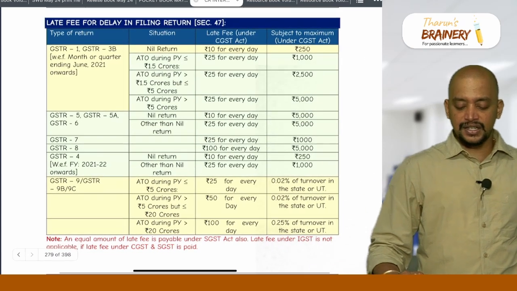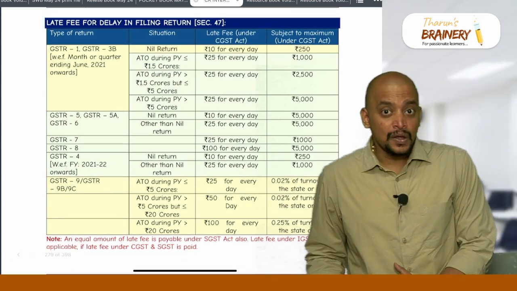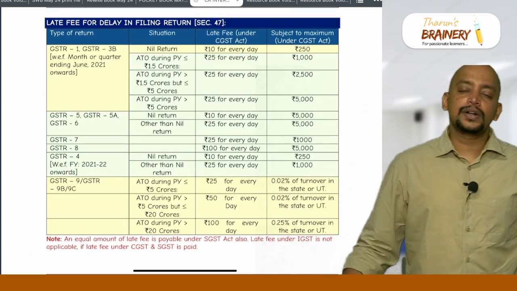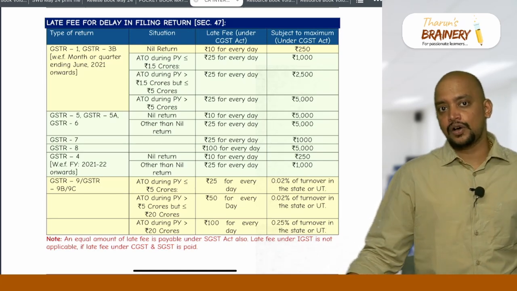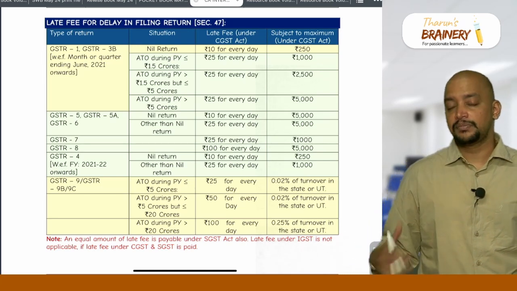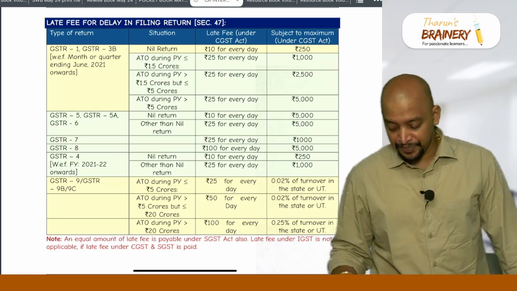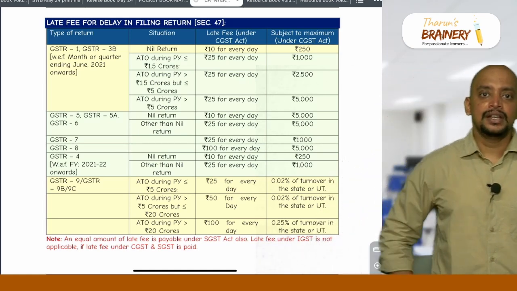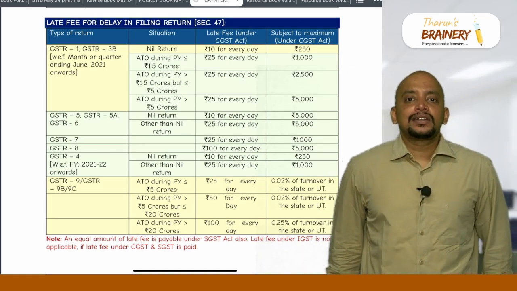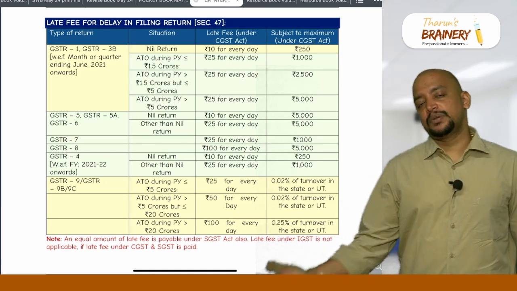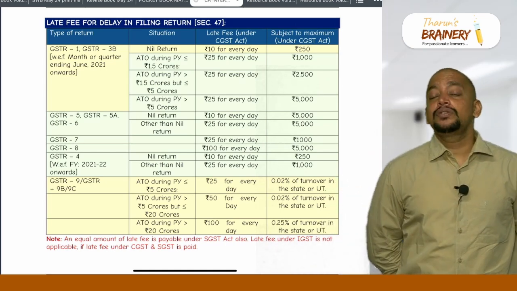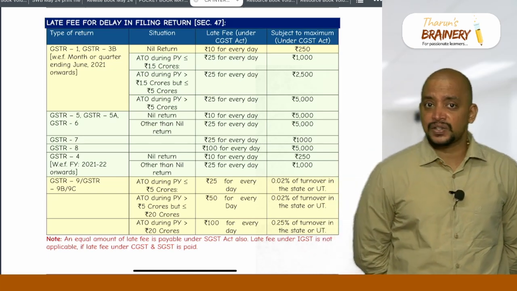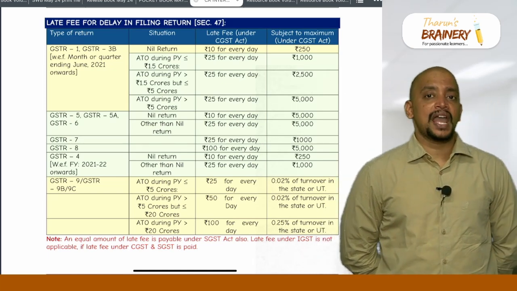Now, this is the first aspect that we have completed: what are the various returns, what is the time limit of filing such returns, and what are the consequences of those liabilities or ITC, etc. Now we are moving on to late fee. Suppose the return is not filed within the time limit, what will happen? If there is a delay in payment of tax, interest gets attracted under section 50, and that we have already seen.